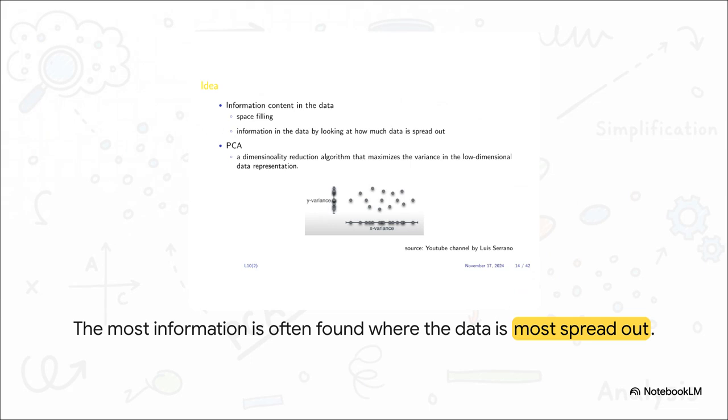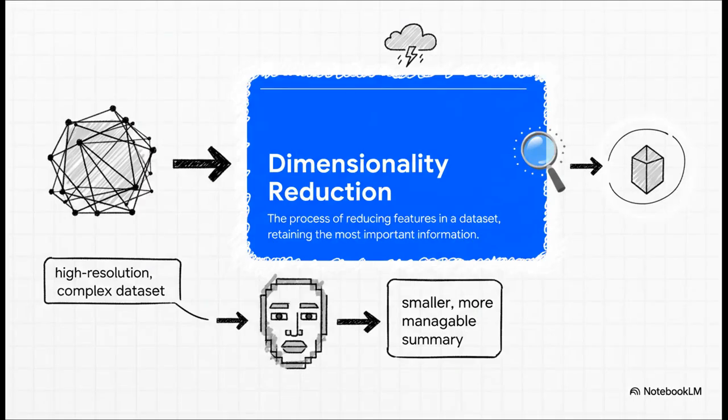Okay, check this out. This visual really says it all. Look at how these data points are scattered. If you were to squish them all onto the vertical y-axis, they'd be all bunched up together. Not much is really happening there. But if you squish them onto the horizontal x-axis, they're really spread out. That spread, or what we call variance, is telling us that the x direction is where all the action is. That's our signal.